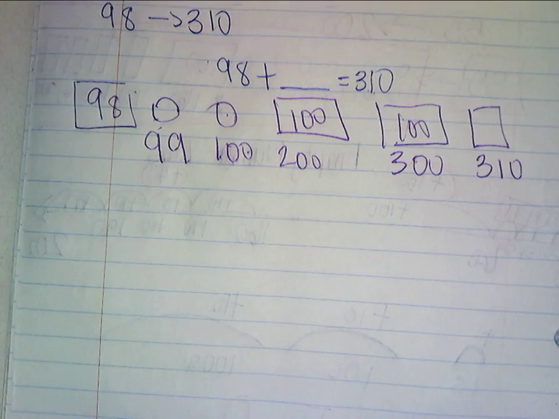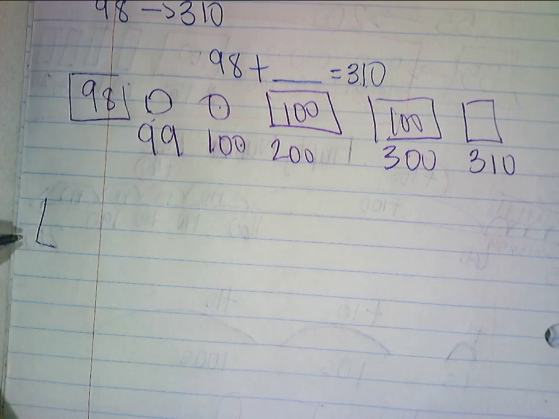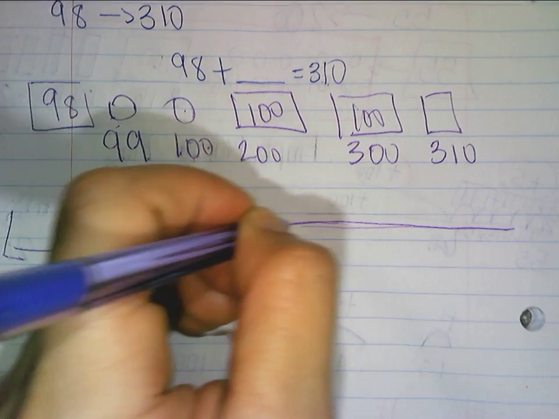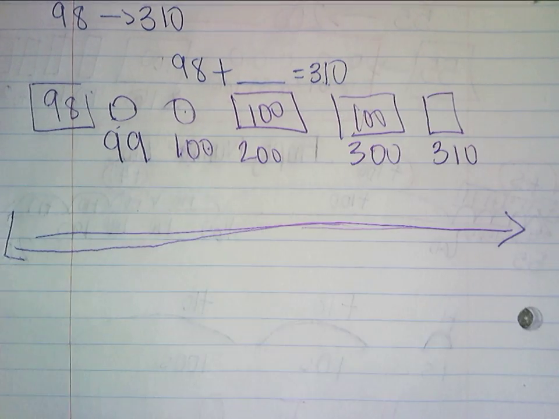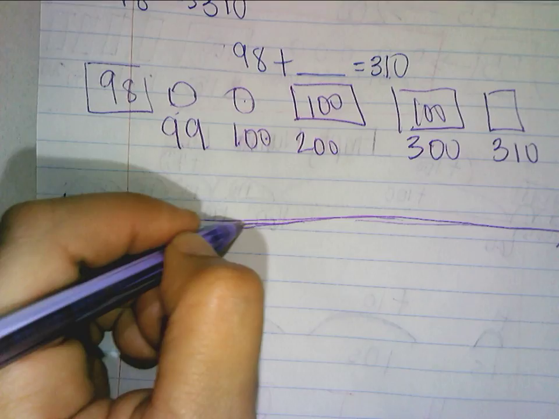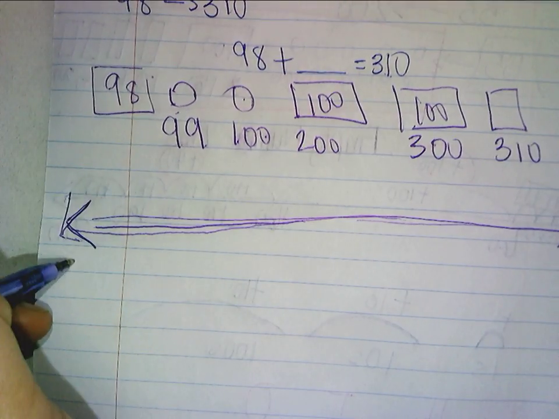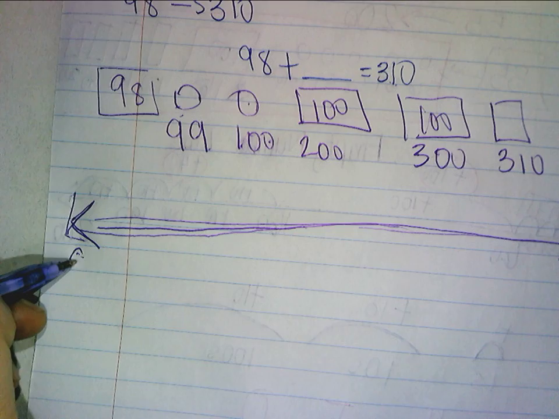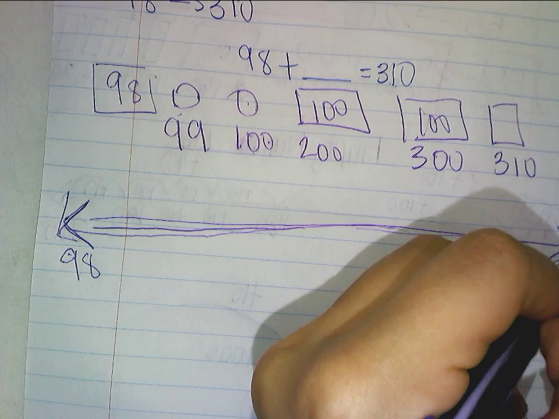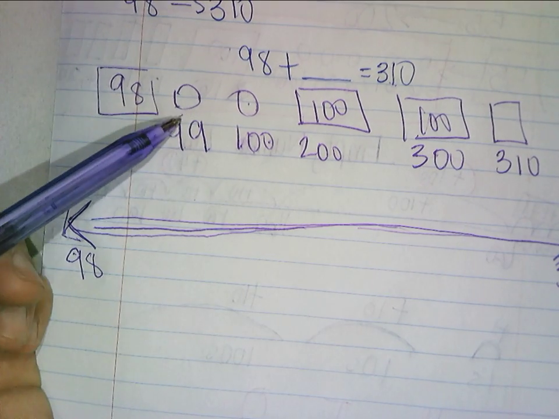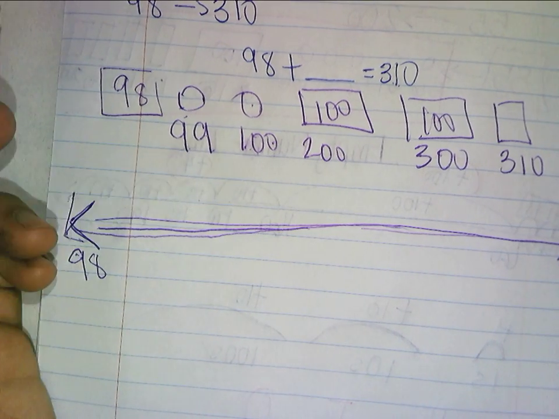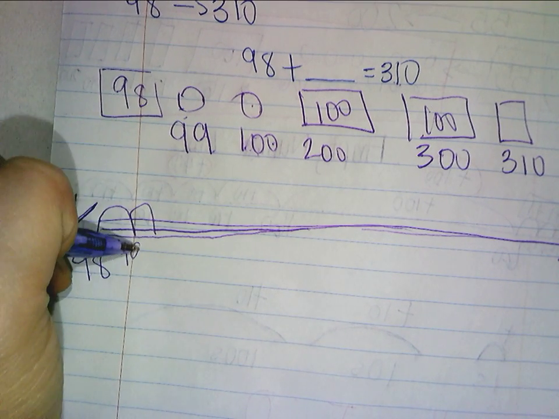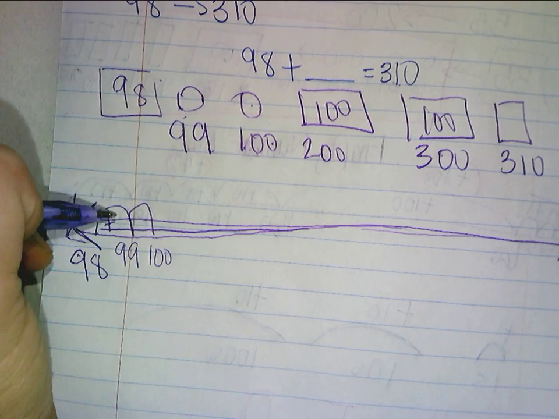Now let's draw that empty number line. You can do this on your own too. All you do is draw an arrow, a long straight line like that, and another arrow. Super easy, okay? Down here, on that end point, that starting point, you write 98. On the end point, you write 310. So the first jumps I make are those small jumps. So I make 2 small jumps, plus 1, plus 1. 99, 100.